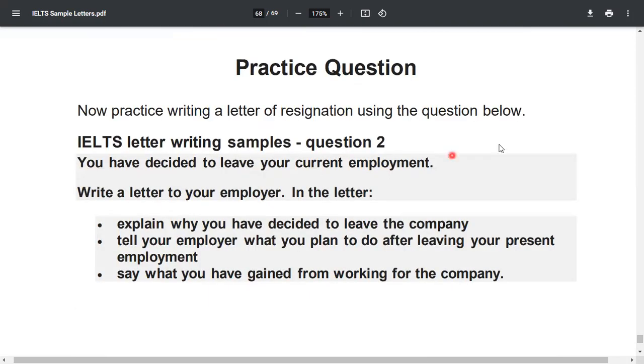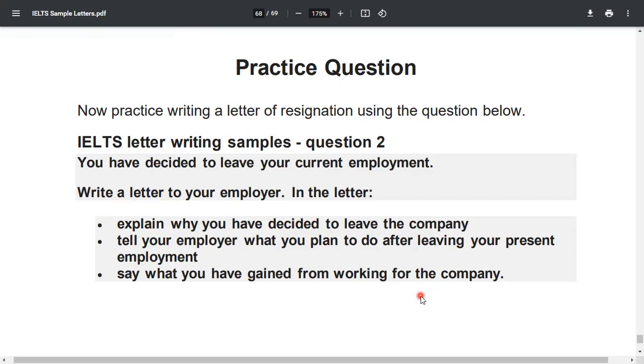Okay, now we have this practice question, as you can see. So this practice question, I think you won't be able to do it yourself, or maybe you are able, because I just showed you how to apply for the job, but I didn't show you how to apply for resignation. So this question says, you have decided to leave your current employment. Write a letter to your employer. In the letter, explain why you have decided to leave the company. Tell your employer what you plan to do after leaving your present employment, and say what you have gained from working for the company. So it's a typical resignation letter.